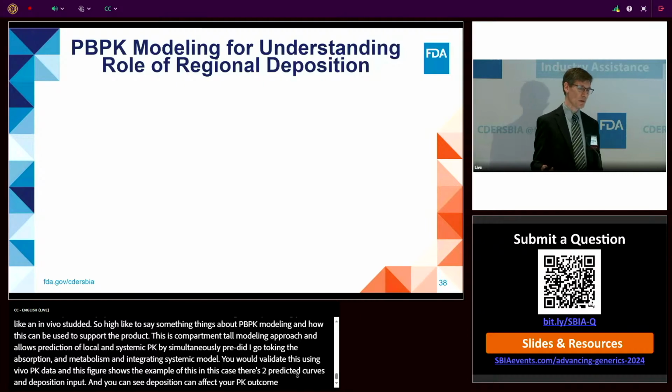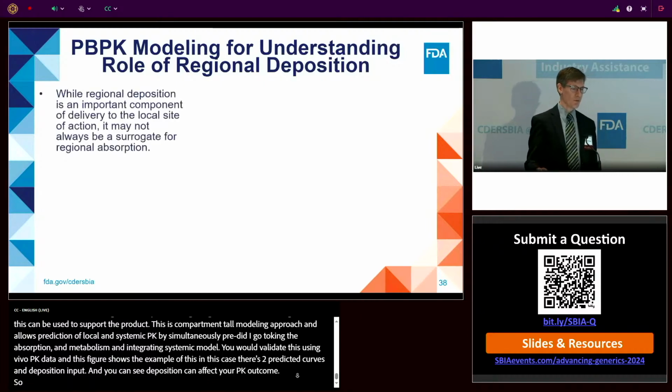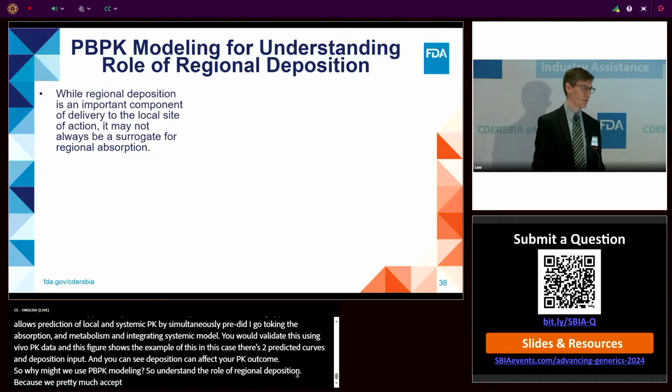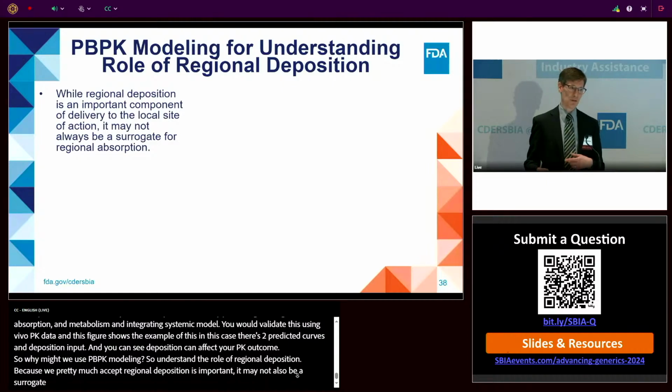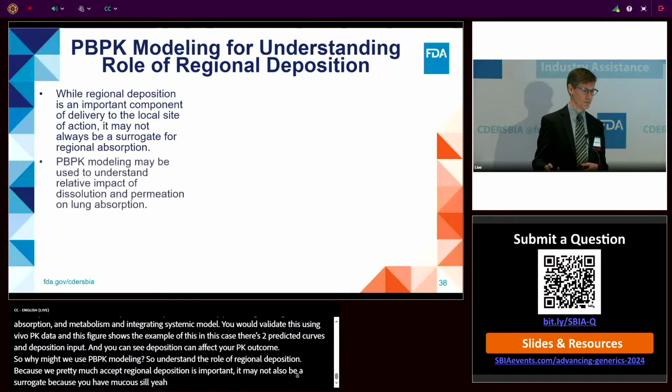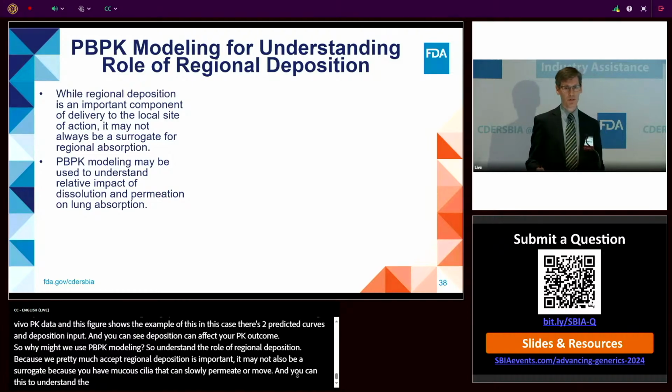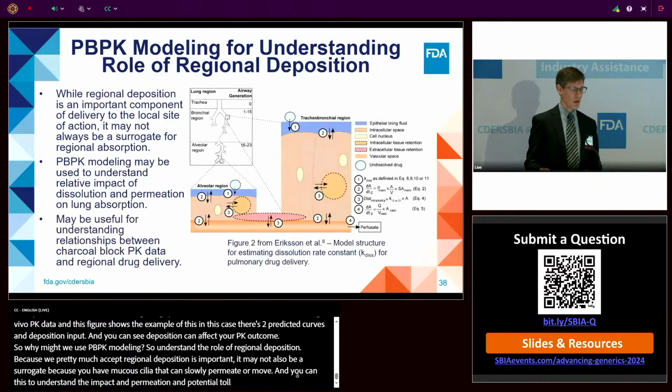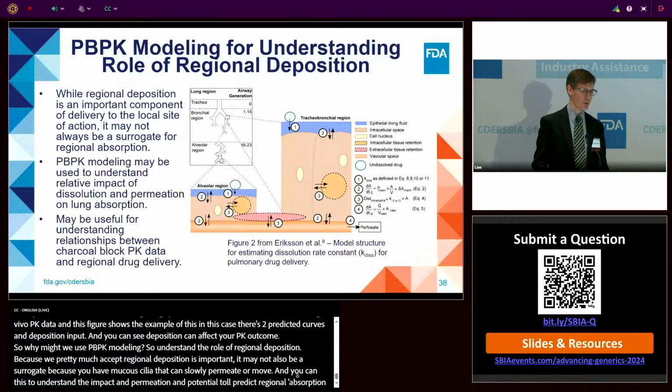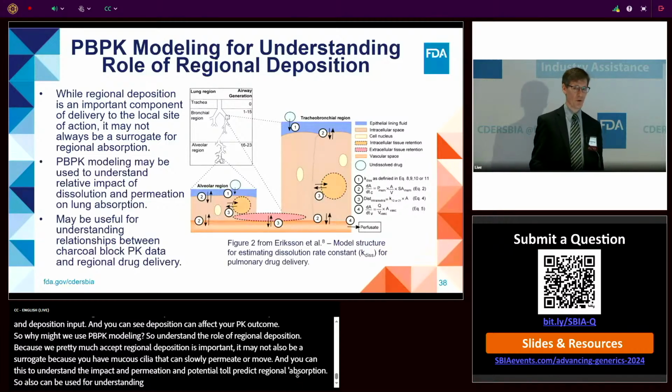So why might we use PBPK modeling? One way would be to understand the role of regional deposition, because while we pretty much accept that regional deposition is important for these products, it might not always be a perfect surrogate for regional absorption because you have mucociliary clearance that can move slowly dissolving or slowly permeating particles through different regions. So you can then use this to understand the impact of dissolution and permeation, and also potentially to predict regional absorption. This also can be useful for understanding relationships between charcoal block PK data and regional drug delivery.